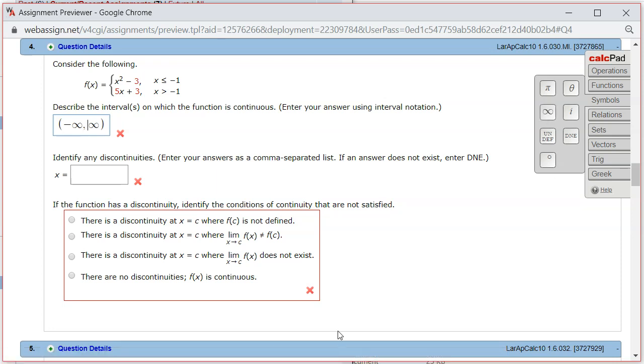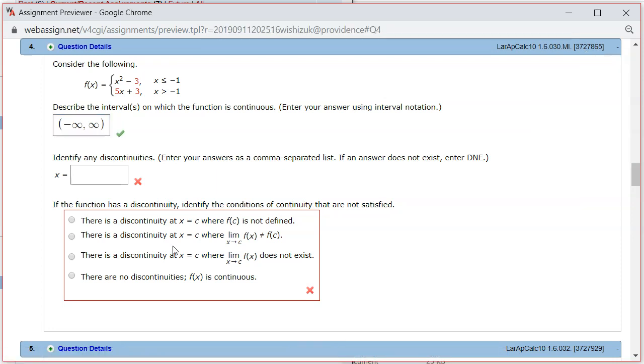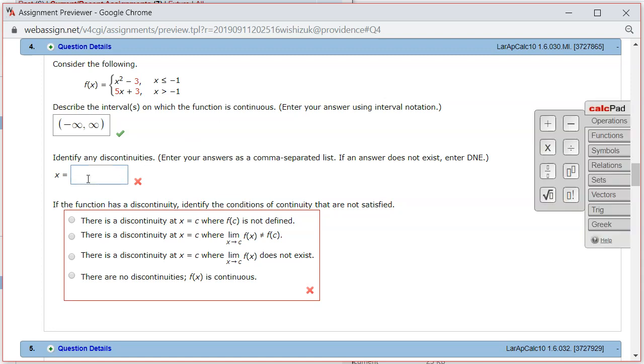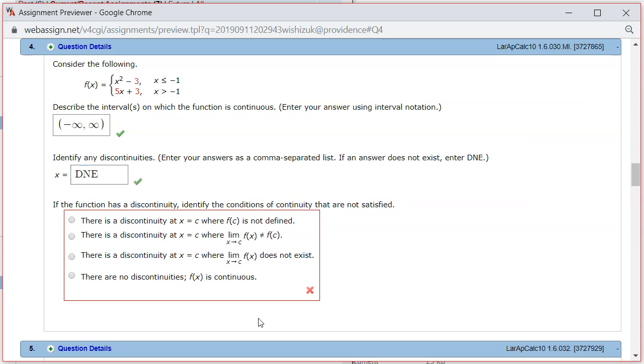All right, so let's check the answer. I came back and it looks like we got the first part correctly. Identify any discontinuities, but there is none, so we should probably put does not exist. Let's check the answer. I came back and we got the second part correctly.